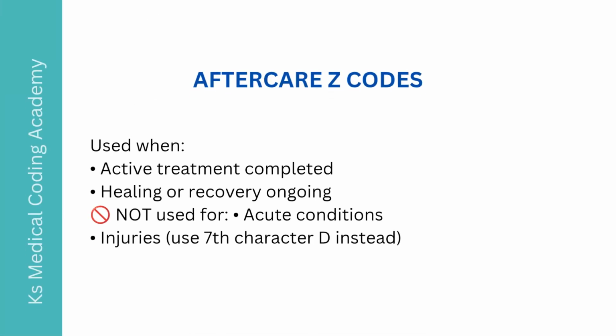Aftercare codes. Aftercare codes are used when active treatment has been completed, but the patient requires continued care during the healing or recovery phase. However, aftercare codes should not be used for injuries. For injuries, coders must assign the injury code with the 7th character D, indicating subsequent encounter.